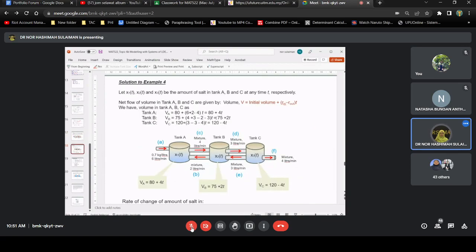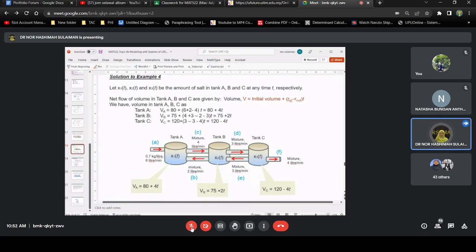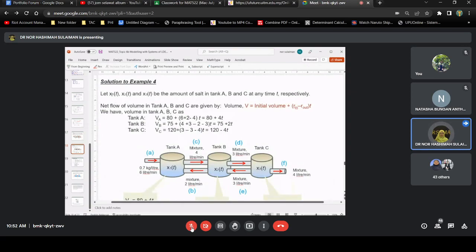Okay, now we look at how we calculate the volume at time t. Okay, so kalau you perhatikan dekat sini, cuba kita tengok setiap tank tu. Let X1, X2, X3 be the amount of salt in tank A, B and C at time t respectively. The net flow of volume in tank A, B, C are given by, yang ini adalah formula asas lah yang kita akan gunakan untuk kira dia punya volume at time t. Okay, jangan lupa. Yang membezakan dia adalah kat sini. Rate in tolak rate out. Kalau rate in lagi tinggi berbanding rate out, dia akan jadi positif, right? Kalau rate in kecil berbanding dengan rate out, dia akan jadi negatif.